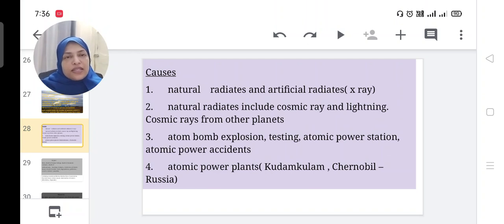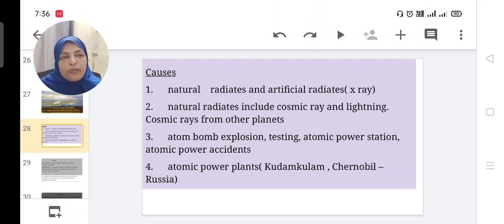In the rainy season, lightning creates so much problem, and there are cosmic rays from other planets. Then another reason is atom bomb explosions, testing of nuclear weapons, atomic power stations, and atomic power accidents, which are also reasons for radioactive pollution.